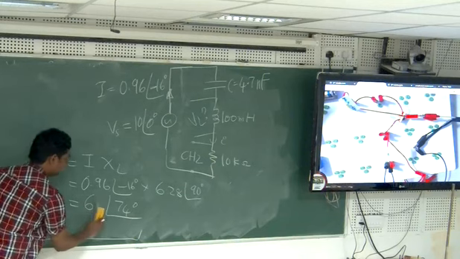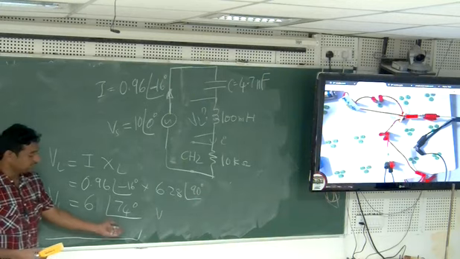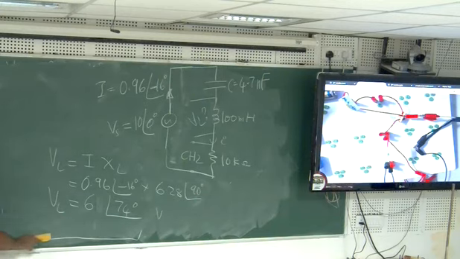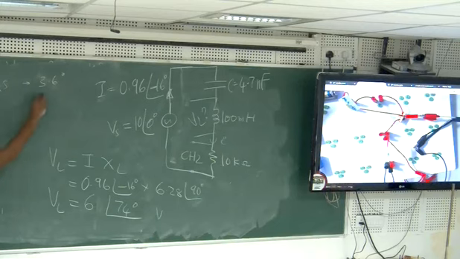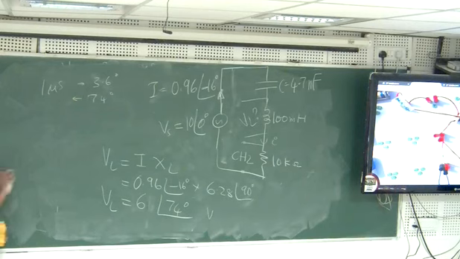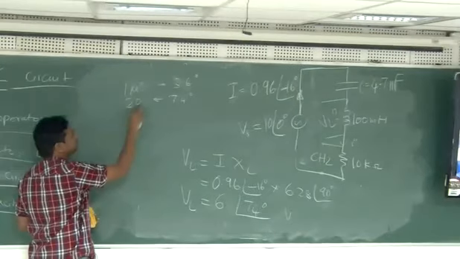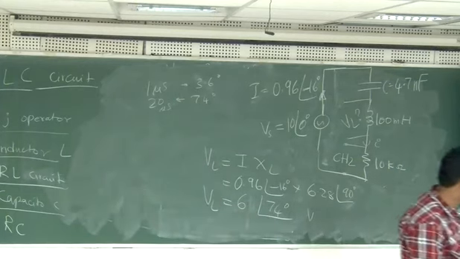So you will notice that the voltage of the inductor will be leading our supply voltage, and leading by 74 degrees. So how many microseconds? 1 microsecond is 3.6 degrees. So 74 degrees is how many microseconds? Approximately 20 microseconds, because 72 divided by 3.6 gives that.